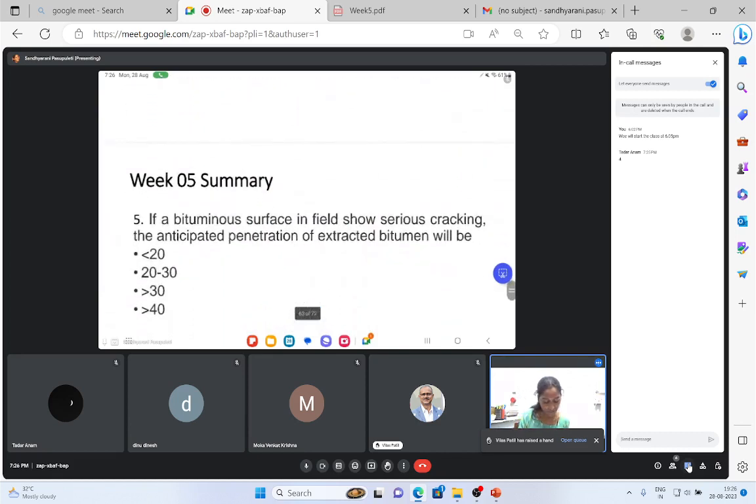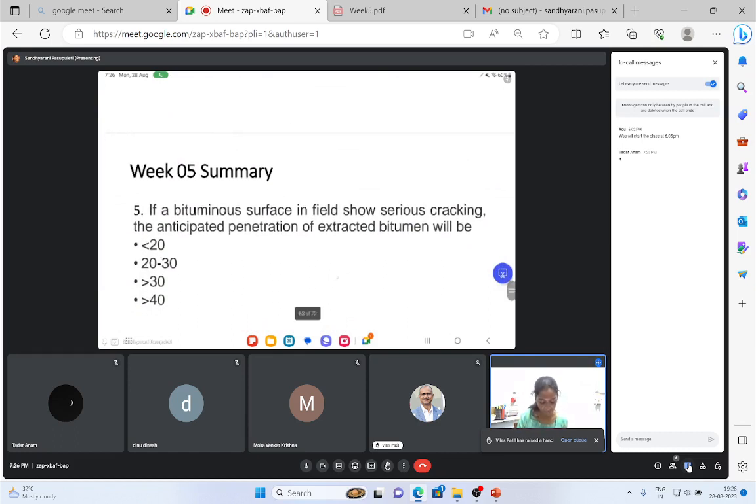If a bituminous surface in the field shows serious cracking, the anticipated penetration of extracted bitumen would be. This also we have discussed. If the penetration is less than 20, is it a severe crack? 20 to 30, what is it? Greater than 30, what is it? So here the question is serious cracking.